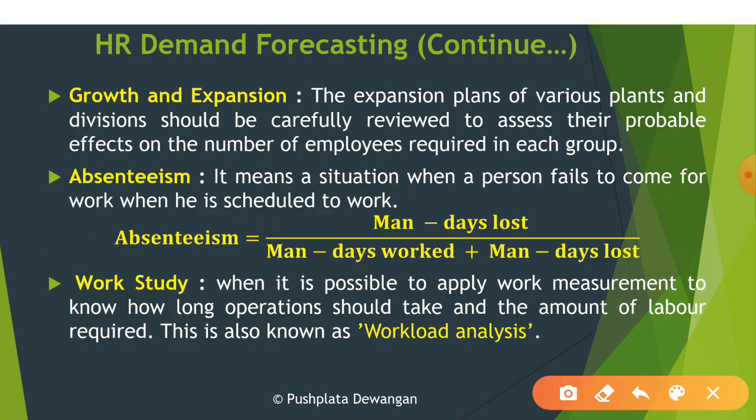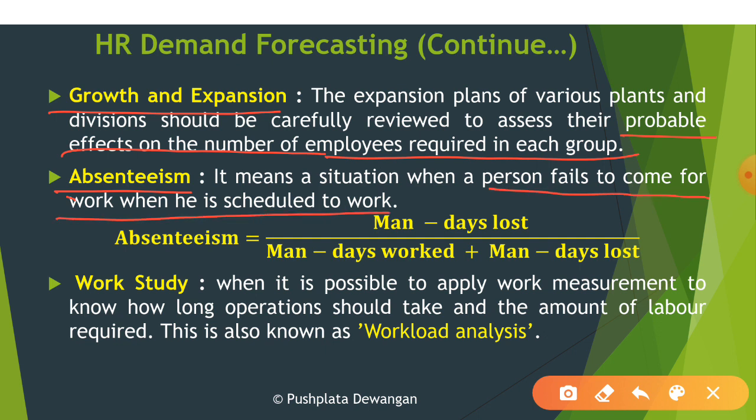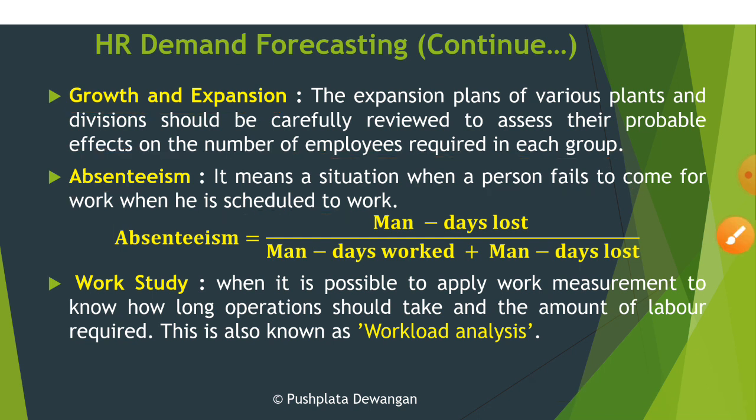Next is growth and expansion. The expansion plans of the various plants and divisions should be carefully reviewed to assess their probable effect on the number of employees required in each group. Next is absenteeism. Absenteeism basically means a situation when a person fails to come for work when scheduled to work. The rate of absenteeism can be given by this formula: absenteeism is equal to man days lost divided by the man days worked plus man days lost.